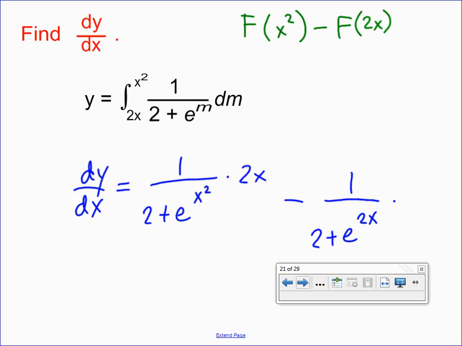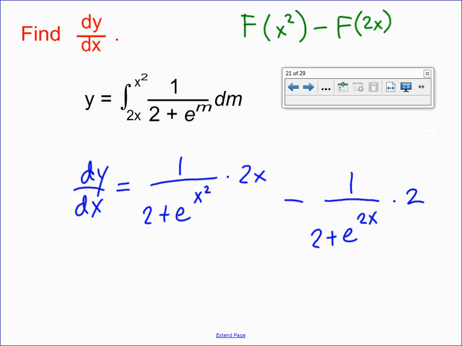What's the derivative of my lower limit? 2. And so this is just applying the chain rule twice, and you can see the fundamental theorem of calculus hiding right there. Part 1, antiderivative evaluate at the upper limit minus antiderivative evaluate at the lower limit. When you differentiate big F, you get little f. That's my original integrand. Because it was a composition of functions, I need to now multiply by the derivative of those limits.